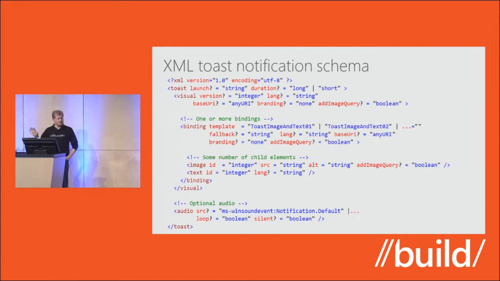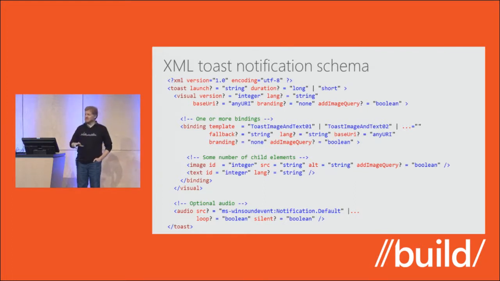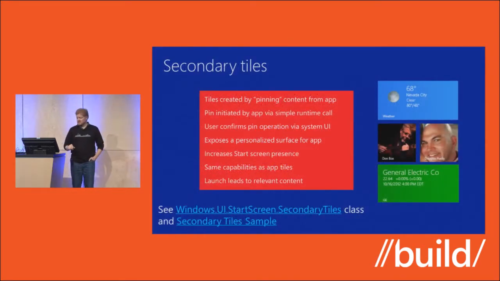So the reason I wanted to show these full schemas is that they are a little bit hard to piece together from the documentation, but it gives you the full extent of what you can actually do in these tiles and toast notifications and badges. So let me do a quick review of the APIs that we're dealing with here before we go on to looking at implementing the services.